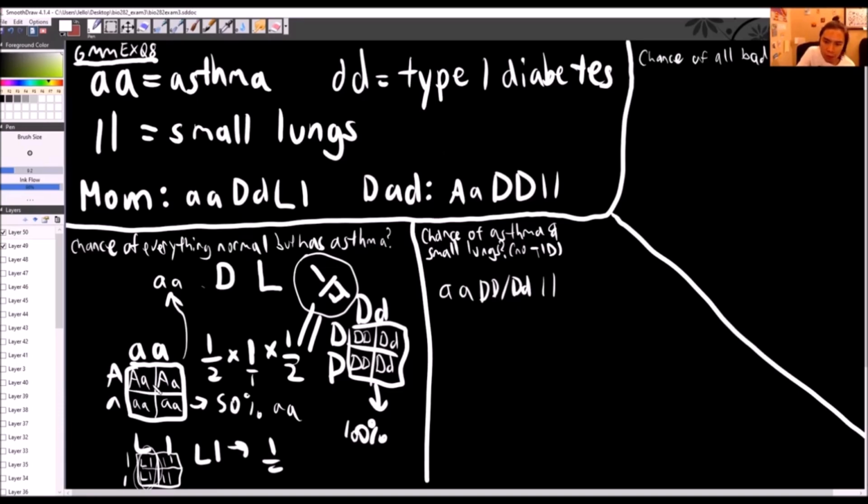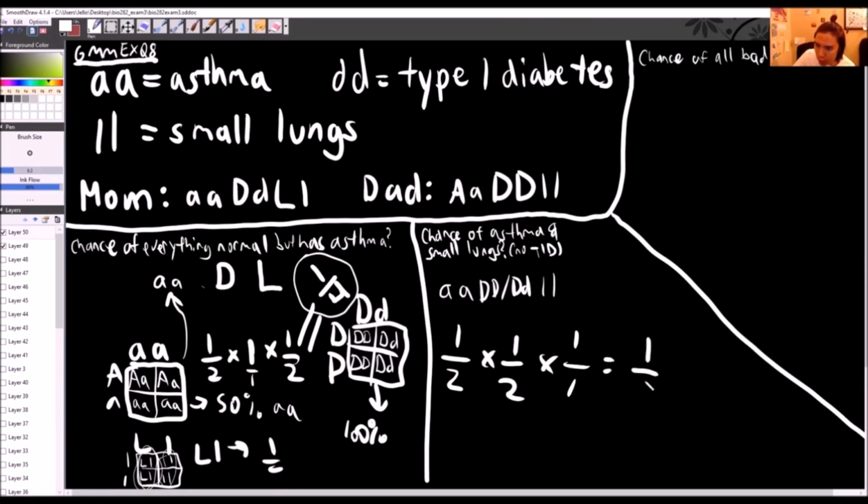We already did the crossover here. We're looking for the same thing, like little a. So we have a 1/2 chance of getting asthma, and then little l. We did that over here too. There is a 1/2 chance of getting small lungs, times 1/2. And we also did the diabetes one. Huh, how about that? There is a 100% chance that you will not have diabetes, which is, okay.